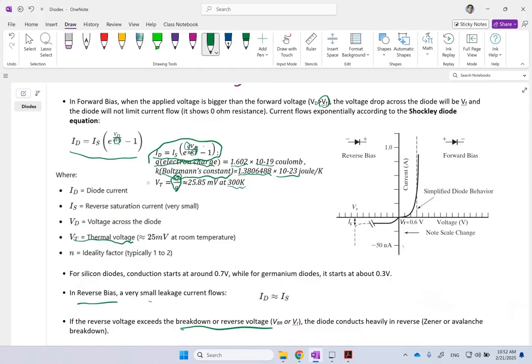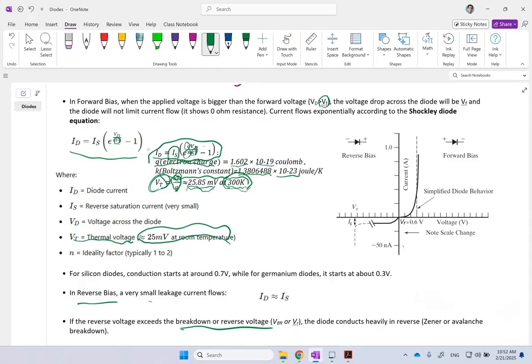So at 300 Kelvin, which is about room temperature, this number is about 25.85 millivolts, which is what you can see over here. So VT depends on the absolute temperature. If the operating condition is a different temperature, you can plug in a different temperature here and get your VT. So the VT part, or kT over q, is fixed and only changes with temperature. This n is something we can find from data sheets, and this IS, the reverse current, and the ideality factor.